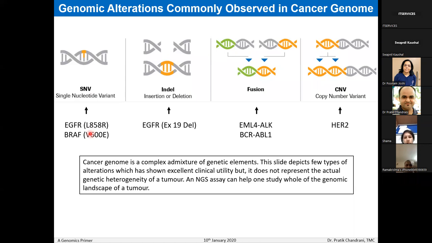Say, for example, on this EGFR protein, where about 950 different amino acids are there, amino acid number 858 has converted from L to R. Similarly, in this second example of BRAF, amino acid number 600 has converted from V to E.